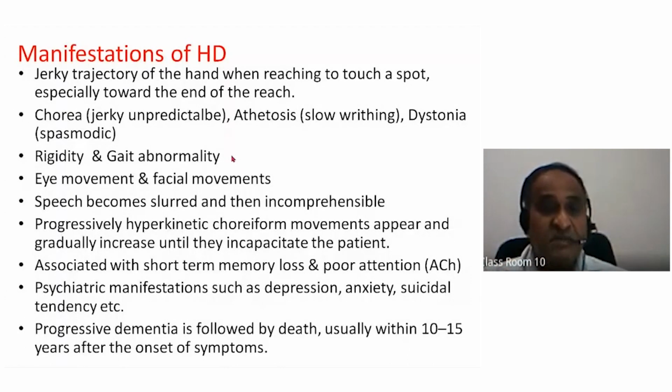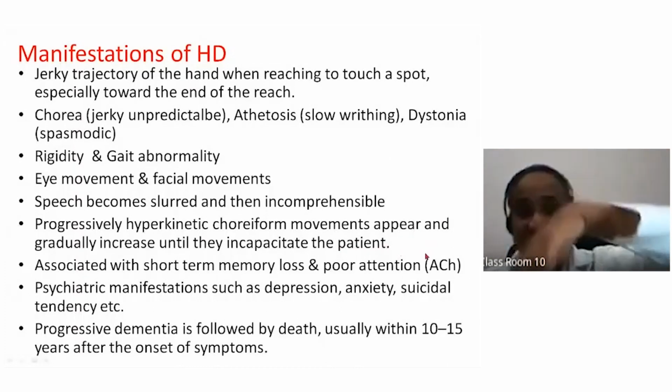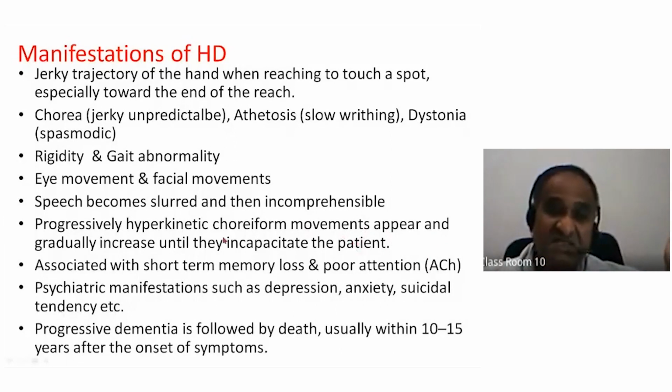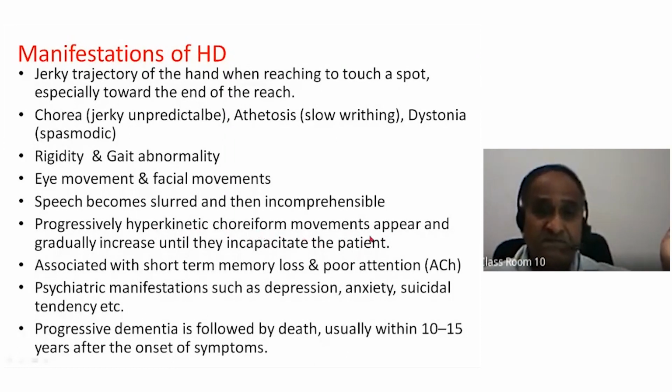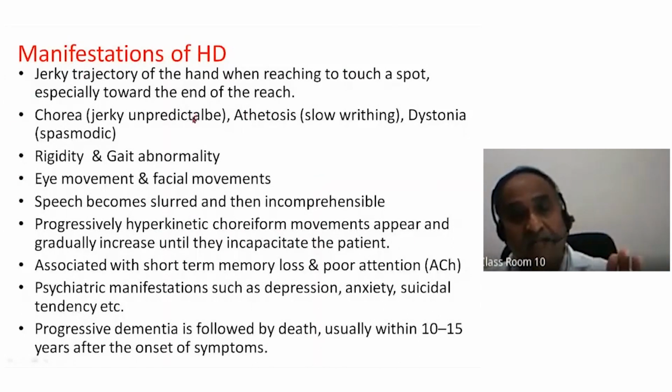As the disease progresses, the hyperkinetic choreiform movements appear and gradually increase until they incapacitate the patient. Incapacitate the patient means the patient, all the time, even during sleep, will be throwing out the limbs like this, that, and that. So that is the very agonizing aspect. You can go to Google and check the choreiform movements. This is all due to the basal ganglia component.